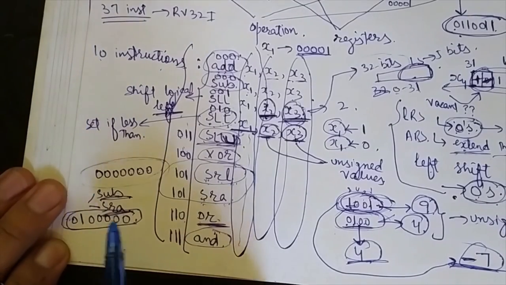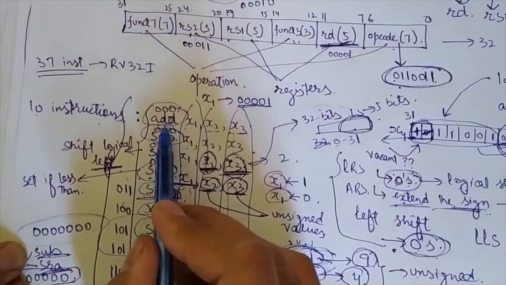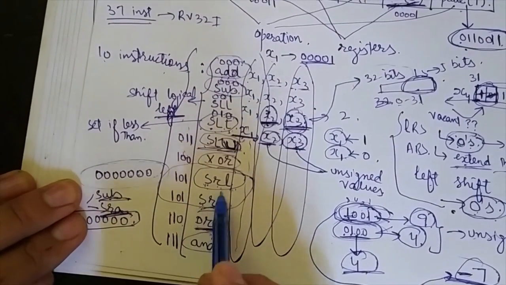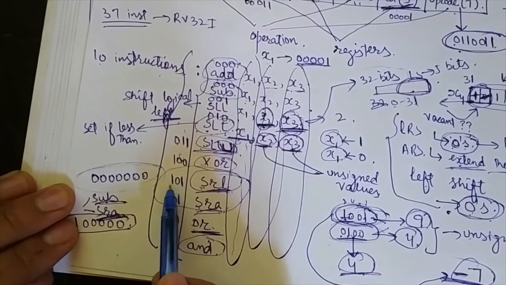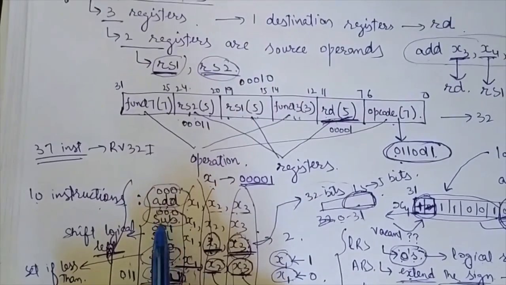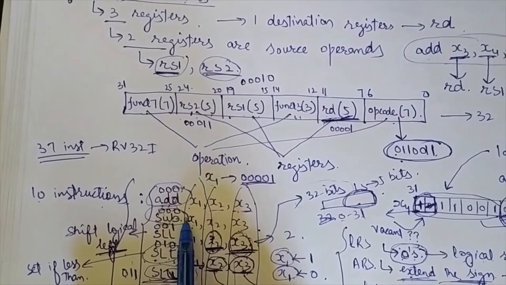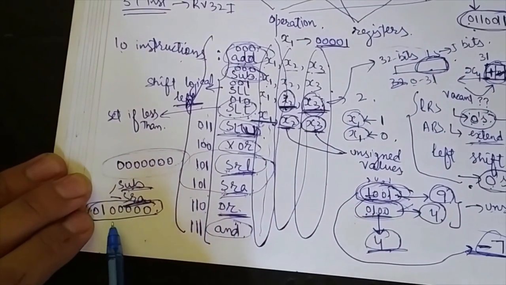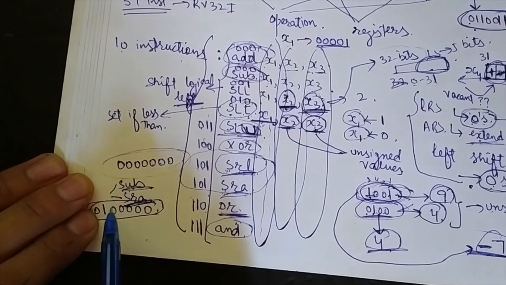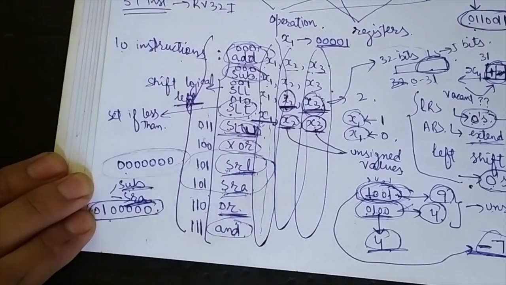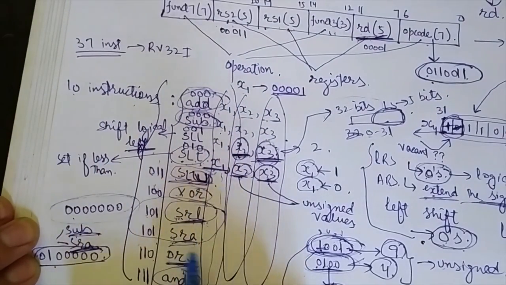Why are we using a different FUNC7 for sub and SRA? It is to differentiate sub from add and SRA from SRL, because they have the same FUNC3, 101 and 101, and here also 000 and 000. To differentiate sub from add, we use FUNC7: zeros for add and 0100000 for sub. Similarly it goes for SRL and SRA.